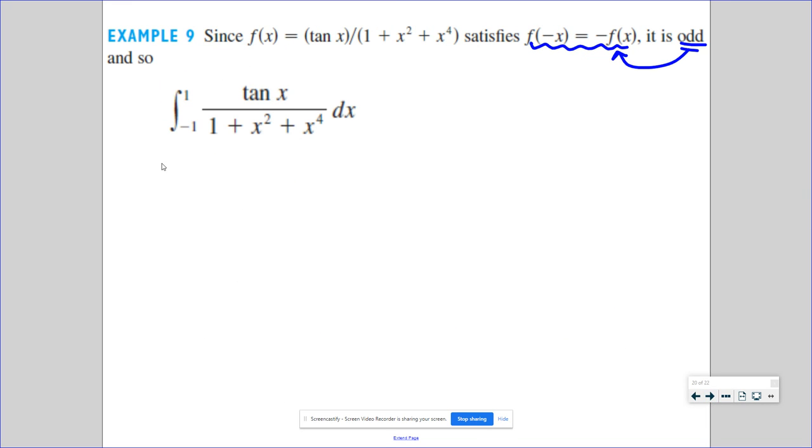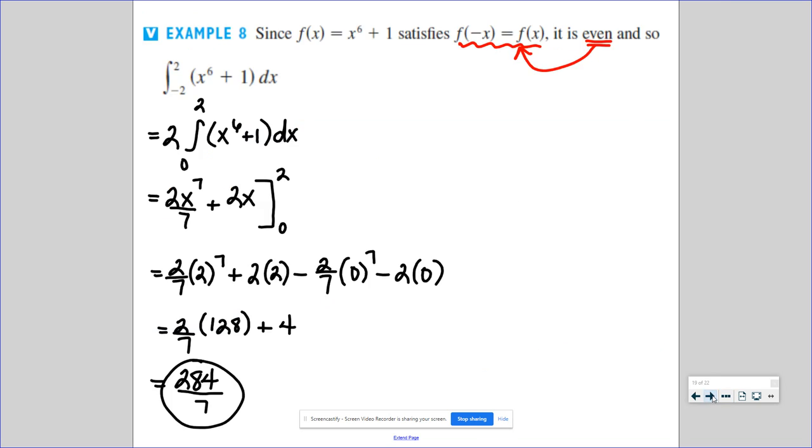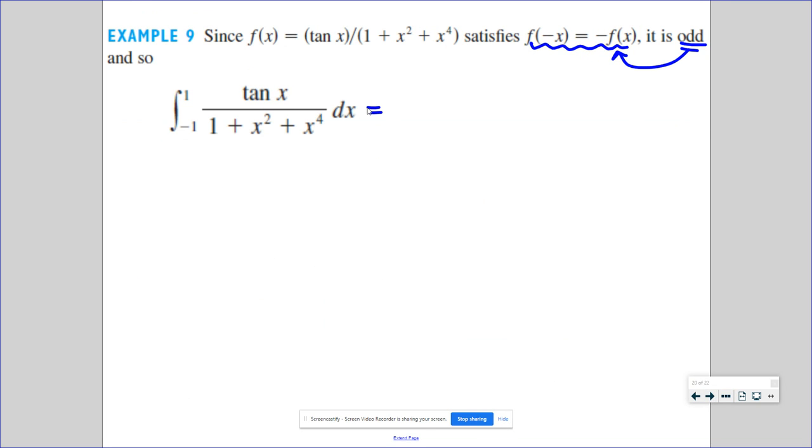So remember, the areas kind of cancel each other out if they're the same size on each side. All right, so if I am asked to find the area from negative 1 to 1, and I know that it's an odd function, then I can guarantee it's going to look kind of like this, and the areas are going to cancel each other out. So there is no work required, and you can just say that the area is equal to 0.